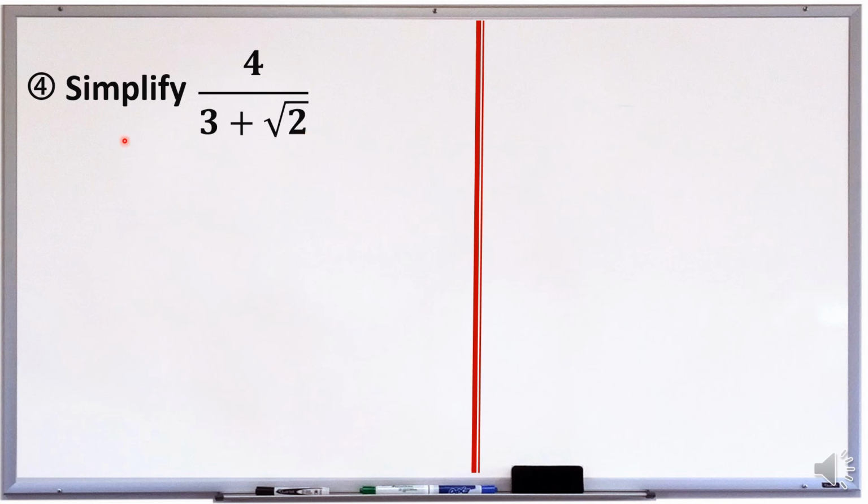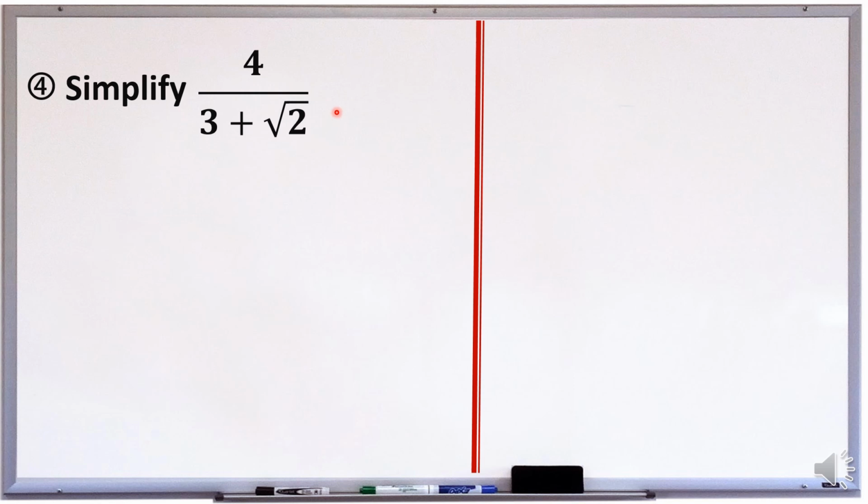Okay, so next, let's have our example number 4. Simplify 4 over 3 plus square root of 2. Another rule for division of radicals is that if the denominator contains 2 terms such that at least one term has a radical, multiply the numerator and the denominator by the conjugate of the denominator.